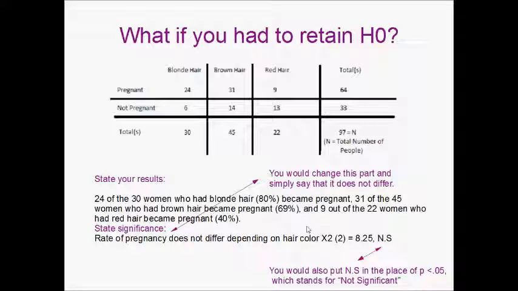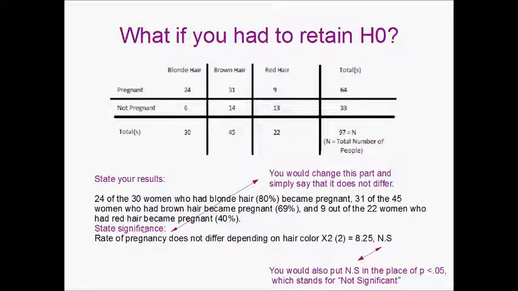Now, what if you had to retain the H0? What if you had to retain the null hypothesis? Well, theoretically, if you had to, I'm going to show you how to write the results. Fairly simple. The first part of it stays the same. You're just going to say the data. 24 out of 30 women had blonde hair, and then for the rest of them, the brown hair and the red hair.